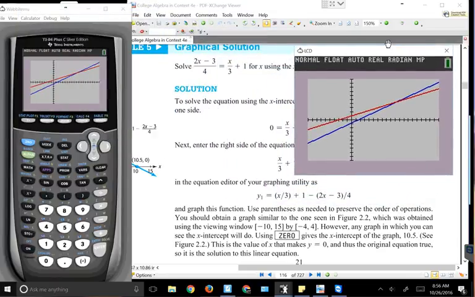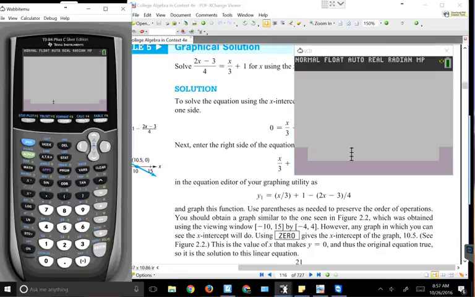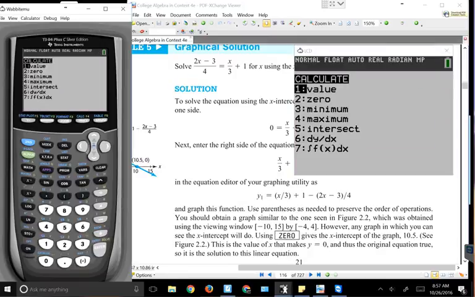Okay. So, where do these things intersect? I could sit here and try to figure that out. Trace, and push buttons. But what I want you to do, I want you to hit second, trace. And this is where we get all of these wonderful things. It'll allow you to calculate a value. It'll calculate a zero, calculate a min, a max, and an intersection.